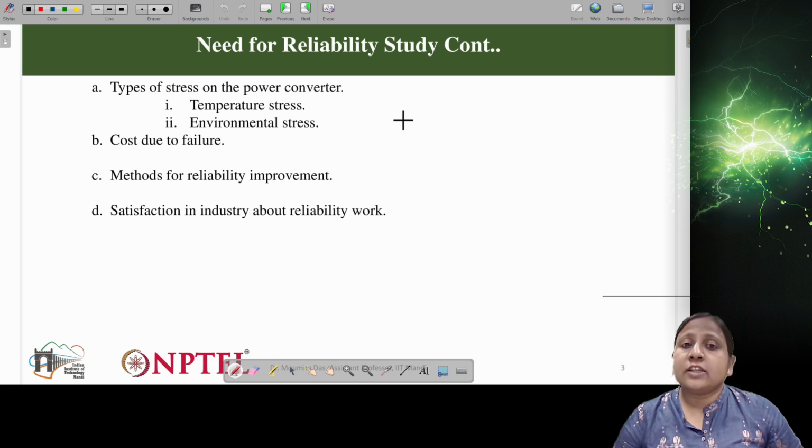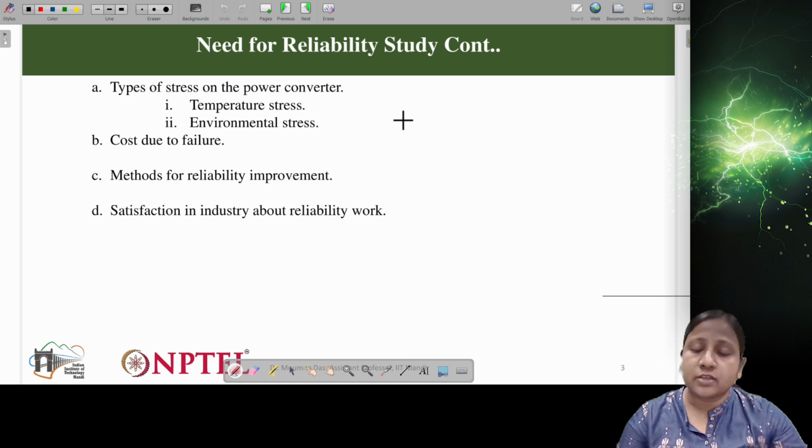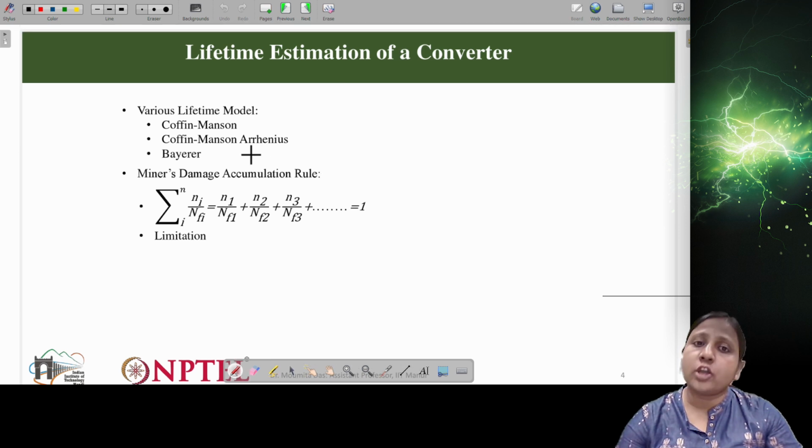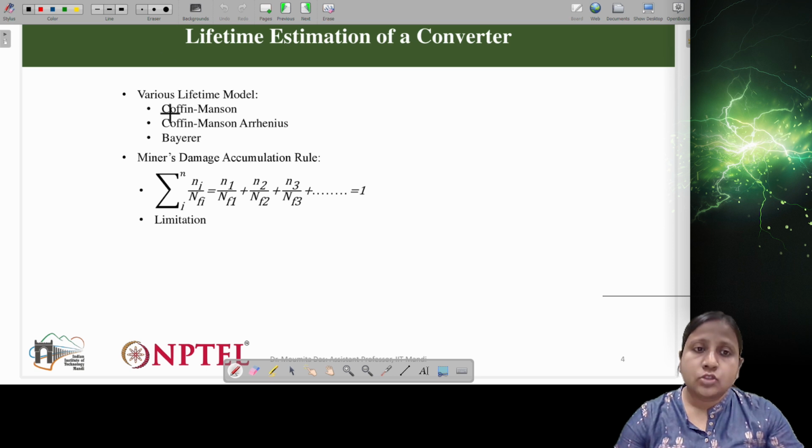Until and unless they provide a warranty for the system, they will not be able to use it for industrial application. This is why it is very important. So how do we get this lifetime model? There are various lifetime models which exist for silicon-based systems. You can see the Coffin-Manson model, Coffin-Manson Arrhenius, and others. So all these models are there.